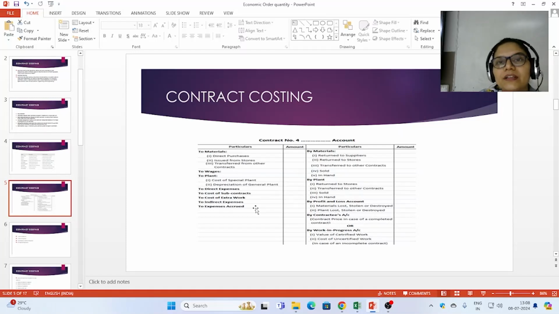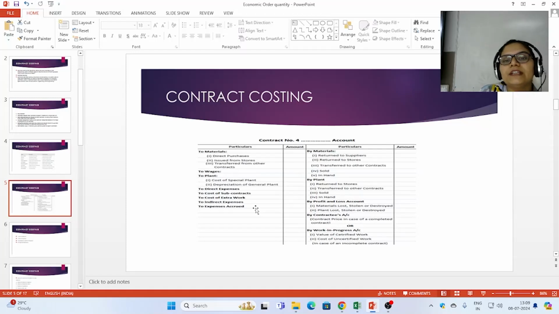He may appoint another contractor to take responsibility of these kinds of work, like I have talked about flooring, electric fittings, doors, and furniture and fittings. The contract account is debited with subcontract cost. The subcontract cost is one which has been paid to the subcontractor for doing the specific job.